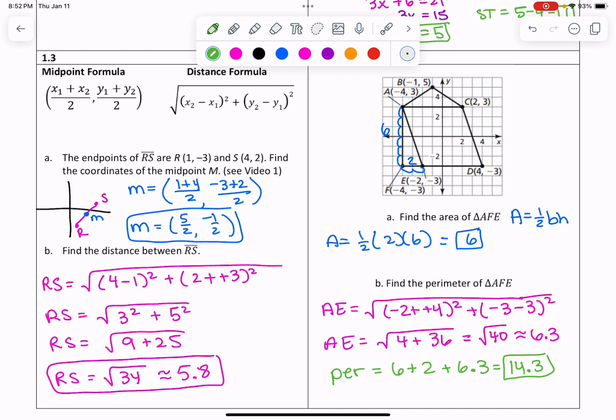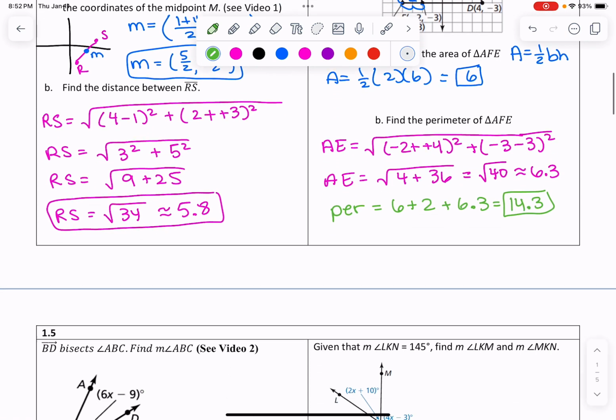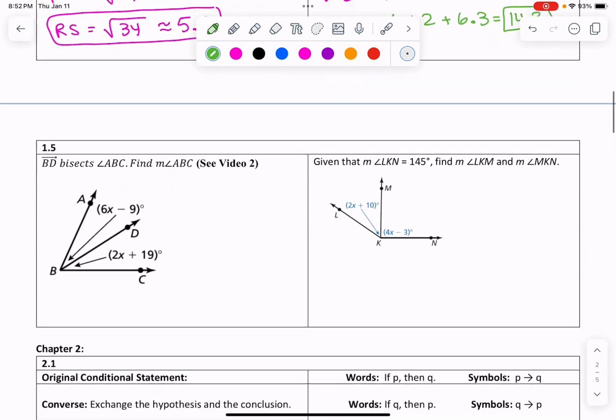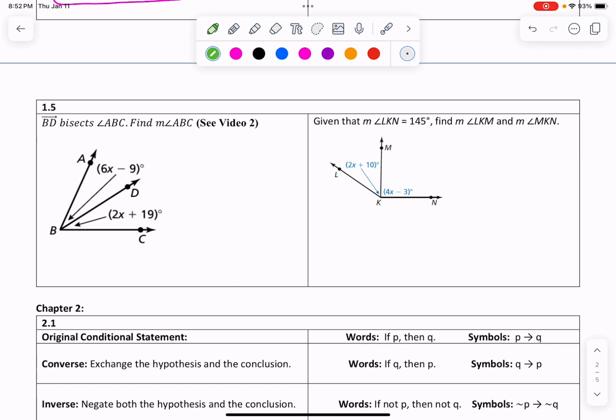Let's look at our last two problems in Chapter 1, dealing with our angles. In our first problem, it says that BD bisects angle ABC. Bisect, remember, means to be cut into 2 equal parts. So now I can go ahead and set up my equation. 6x minus 9 is equal to 2x plus 19.